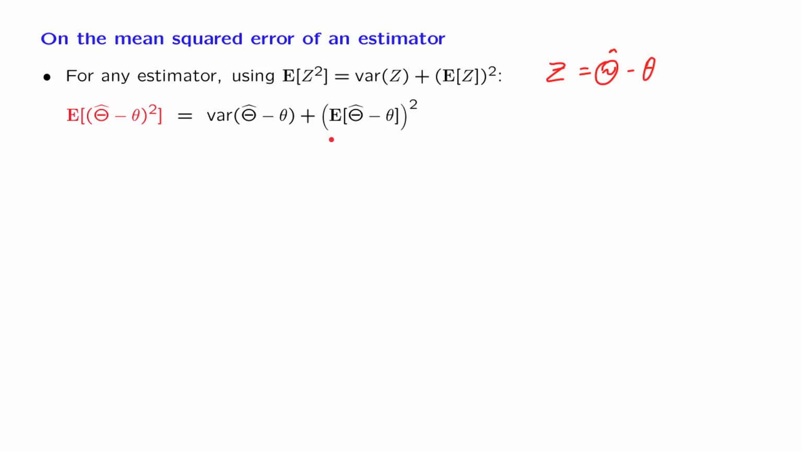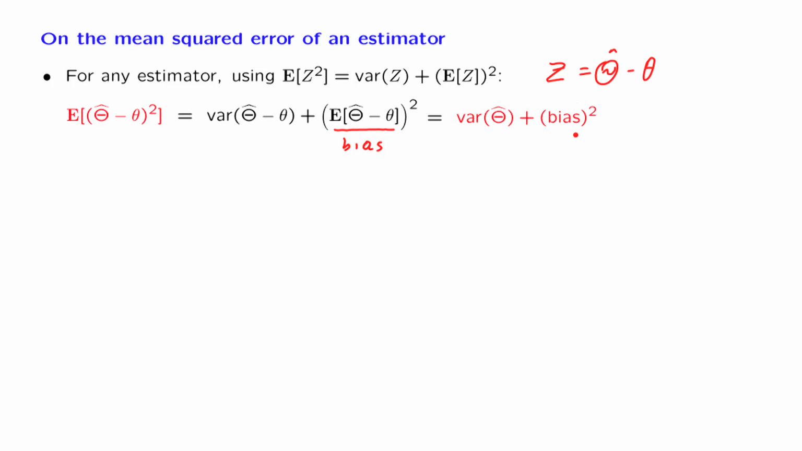Let us now rewrite these two terms in a more suggestive way. We first notice that theta is a constant. When you add or subtract a constant from a random variable, the variance does not change. So this term is the same as the variance of theta hat. This quantity here, we will call it the bias of the estimator. It tells us whether theta hat is systematically above or below the unknown parameter theta that we are trying to estimate. And using this terminology, this term here is just equal to the square of the bias.